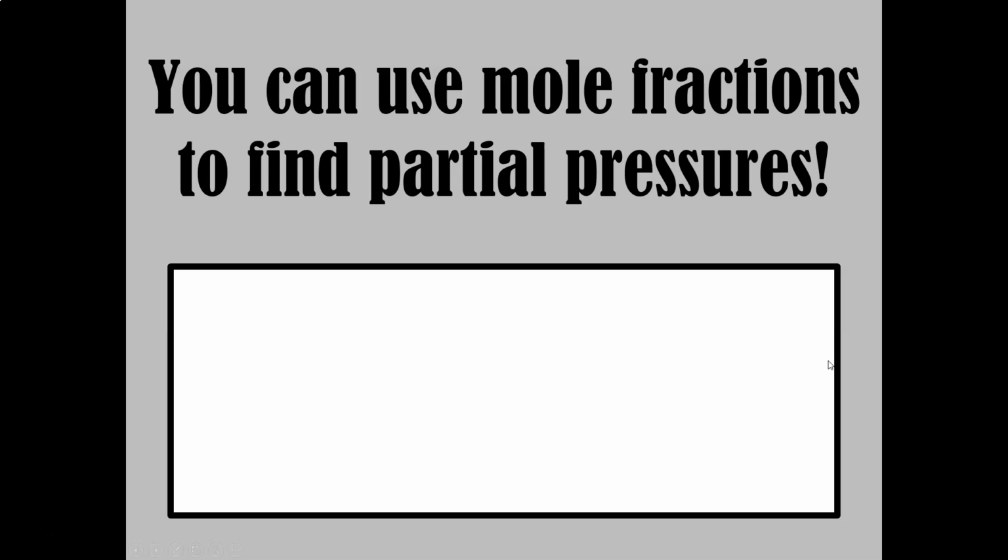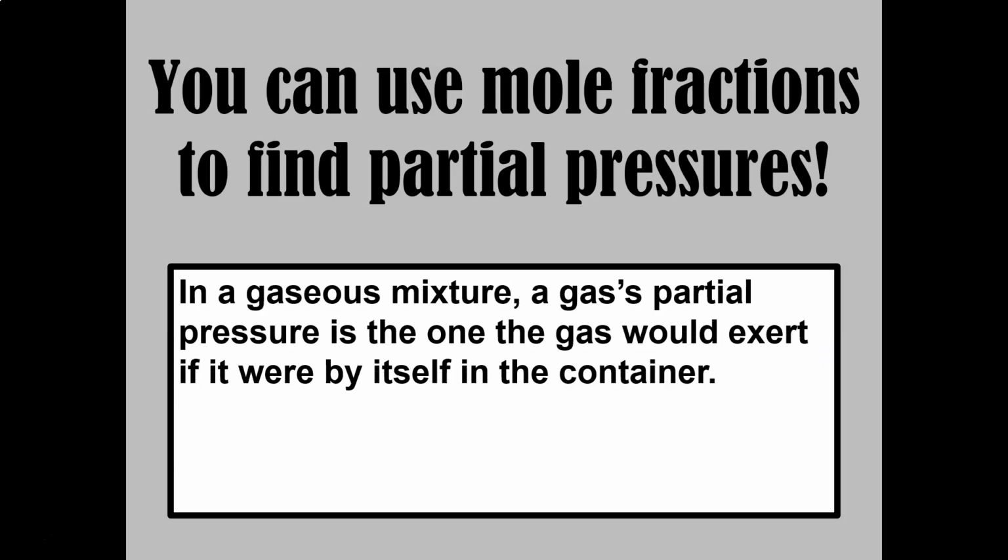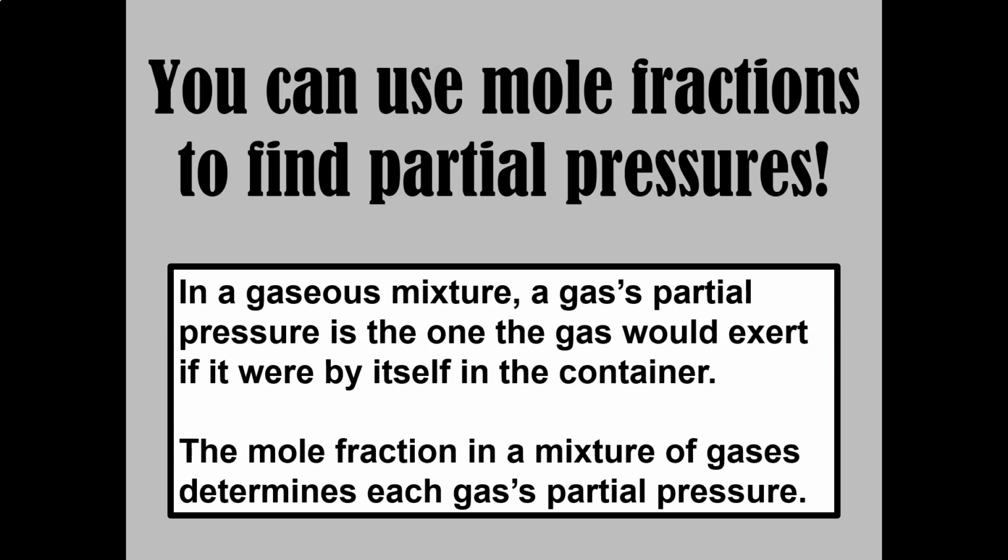We sometimes use what we call mole fractions to help us find partial pressures. When we have a gas mixture, the partial pressure is what that one gas would exert if it was all by itself in that container. And since this is all coming down to how many particles are colliding, the number of moles, you can calculate the mole fraction to see how much of that mixture is a certain gas, what fraction of the gas. Is it half? Is it 1/3? Is it 7/8? What fraction of the particles are coming from each gas?